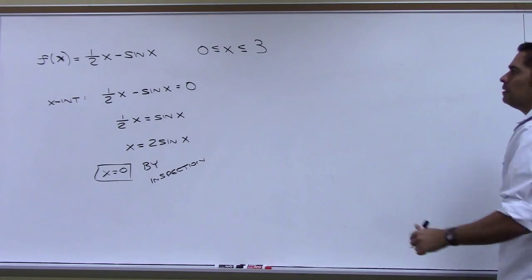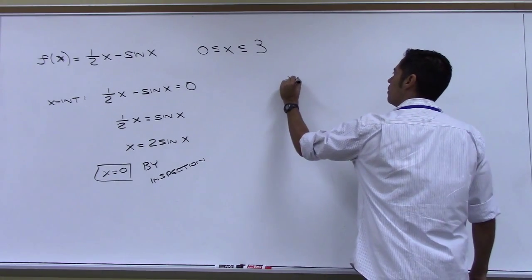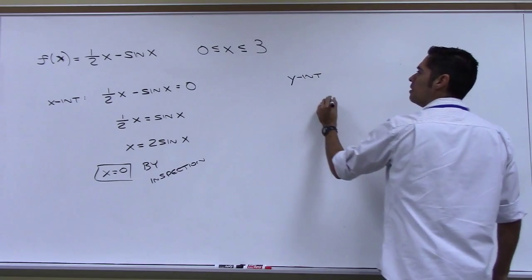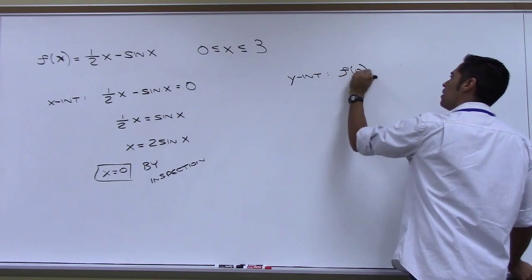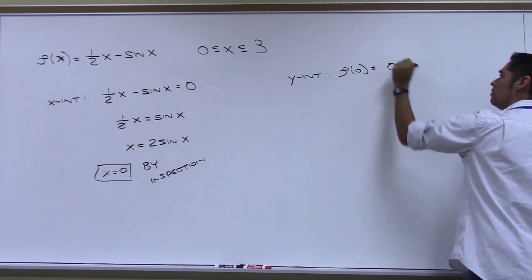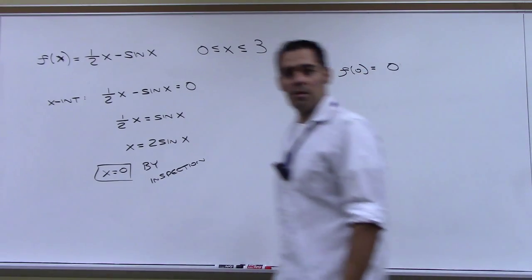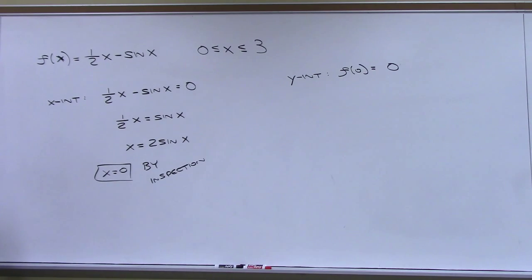All right, so I'm going to move on. Y-intercepts, I'm going to guess 0 again, right? I plug 0 into the function. I get 0. So my graph is going to definitely look like this. And remember, I'm only looking out to 3, right?